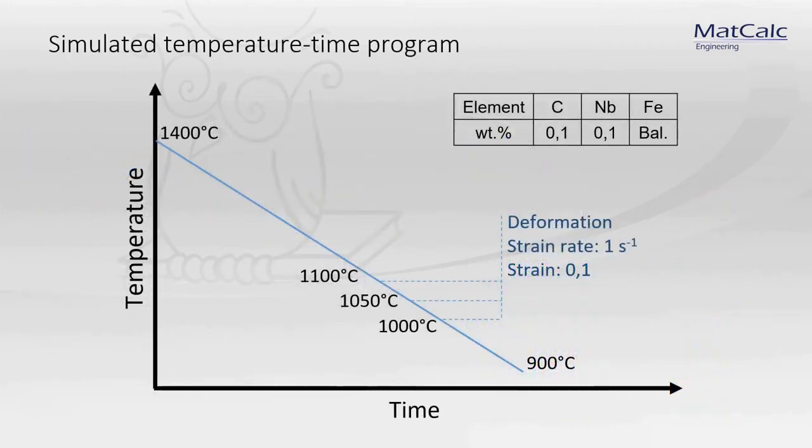As an example, we take the model system of Fe, with 0.1 weight% carbon, and 0.1 weight% niobium. This will be deformed during cooling in austenite range with a strain rate of 1 per second, and the strain of single deformation operation of 0.1. The deformation will be applied 3 times in temperature range from 1000 to 1100 degrees Celsius.